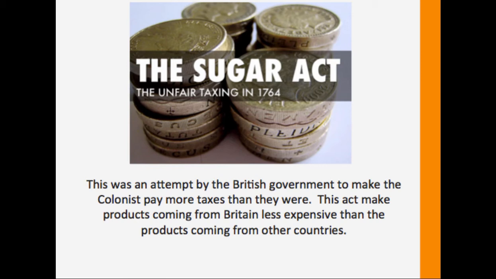Now, the colonists were not happy about that because the British used to be the most expensive. Now that they have to buy the stuff from Great Britain, things that they would produce with that sugar would then also go up. So anything that they sell maybe at markets would have to then increase because the items that go into it are increased.